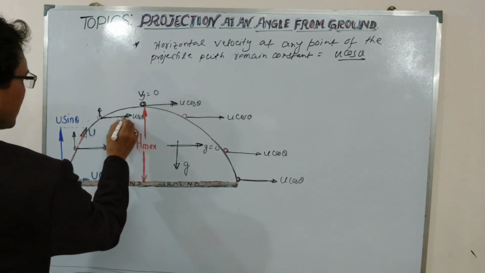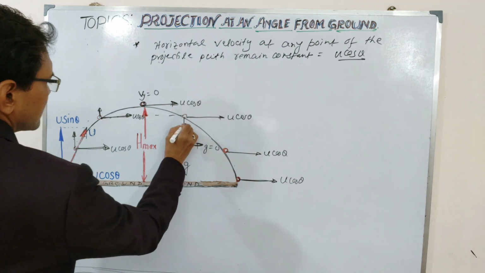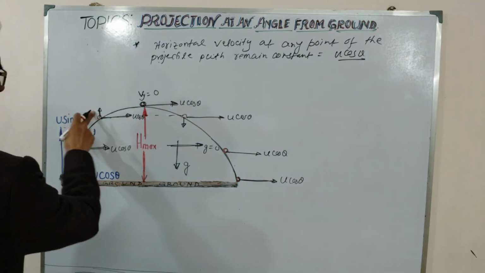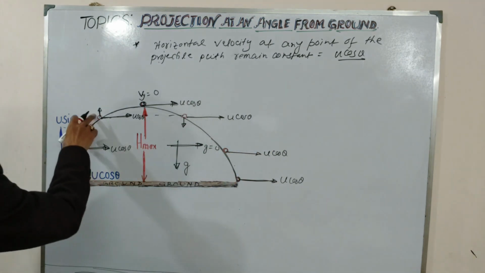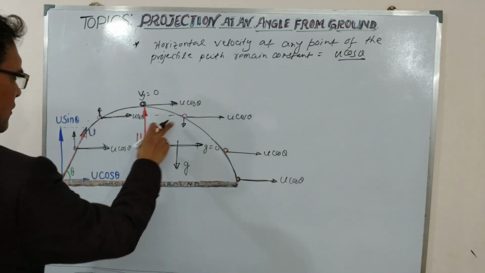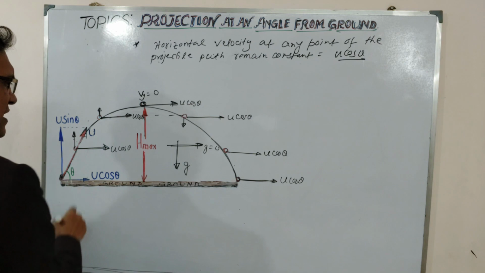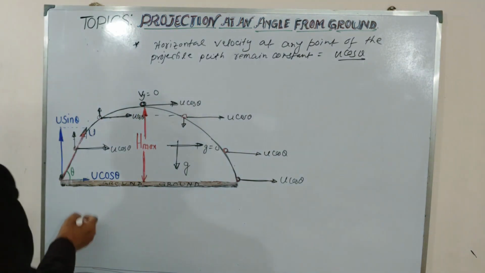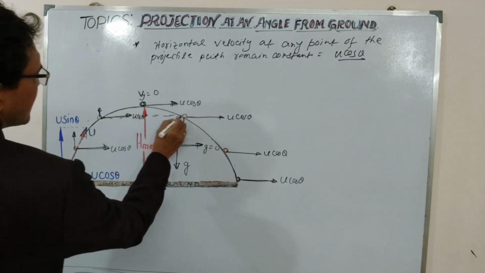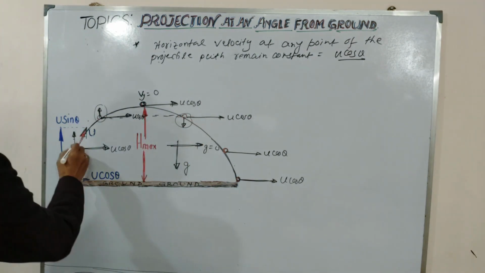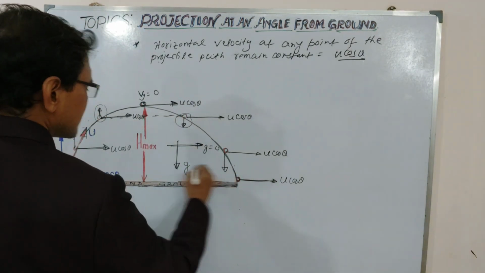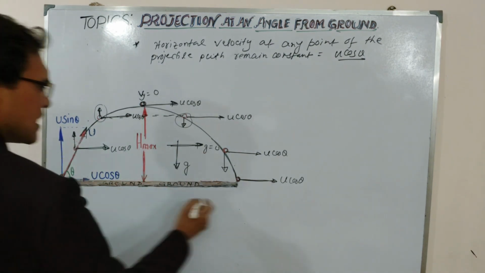Now along the same level, this velocity and this velocity are the same, because along the same horizontal level the upward velocity and downward velocity remain the same. I have discussed this earlier in the previous class. So along the same horizontal level the upward velocity and downward velocity remain the same, so this and this are equal.